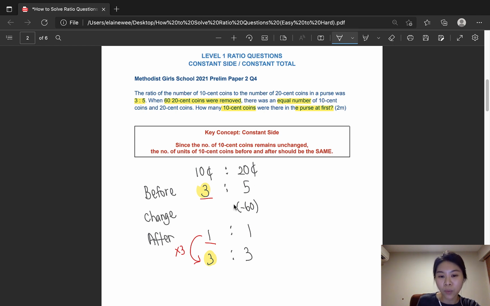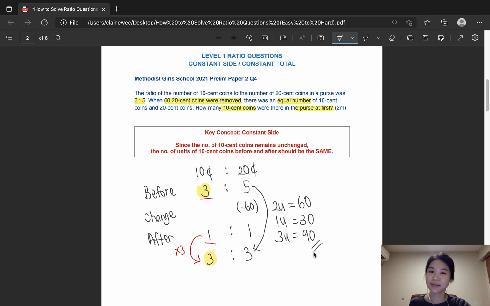Okay, we compare the number of units in the before and after situation for the 20-cent coins. Since there is a drop of 2 units, 2 units would be equal to 60. Therefore, 1 unit would be 30, and the number of 10-cent coins, 3 units, would be 30 times 3, 90. And that would be our answer for this question.